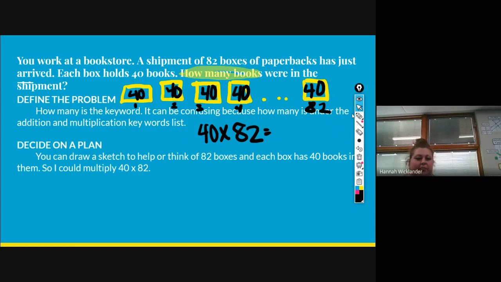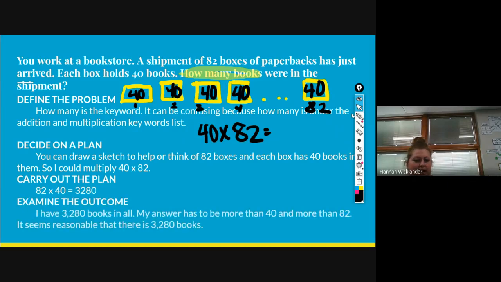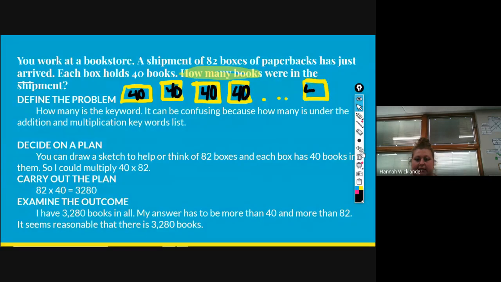Then I'm going to carry out the plan, which means to multiply. I get 3,280. Does that make sense? Yes, because I'm multiplying two-digit numbers. I end up with a 4-digit answer, and 3,000 makes sense. So that is that example.